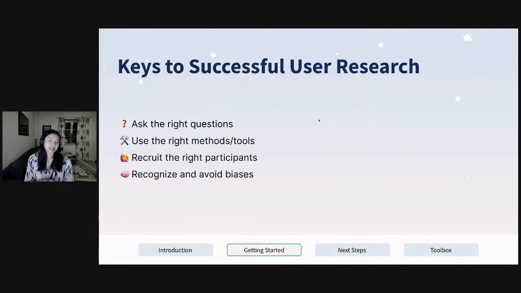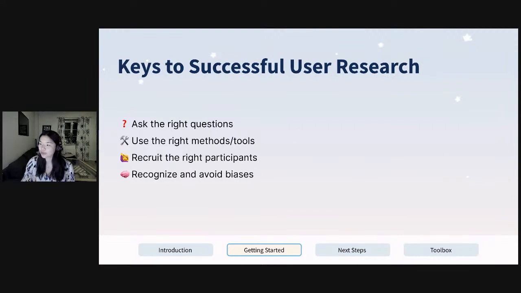I would say that in order to do successful user research, you have to think about a few things. That's asking the right questions, using the right methods and tools, recruiting the right participants, and recognizing and avoiding bias. Of course, these are much easier said than done. When I say asking the right questions, it's: what are you trying to learn? Making sure you're asking questions in a way that isn't leading, and that you have the right base so that you're not getting stuck. I have some examples later as well.